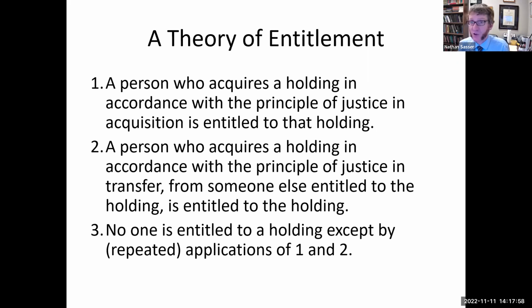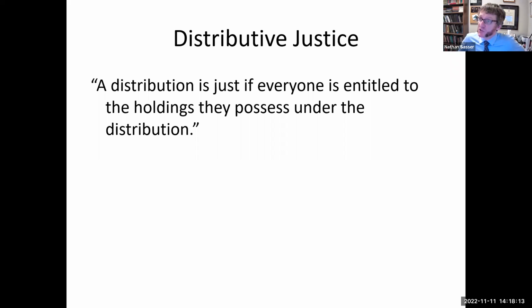And basically, that's the whole theory. If you get your stuff by playing by those rules from other people who have played by those rules, whatever the rules are, then you are entitled to your stuff. That's all there is to it. Distributive justice amounts to this: a distribution of goods and benefits and so forth is just if everyone is entitled to the holdings that they possess under that distribution.